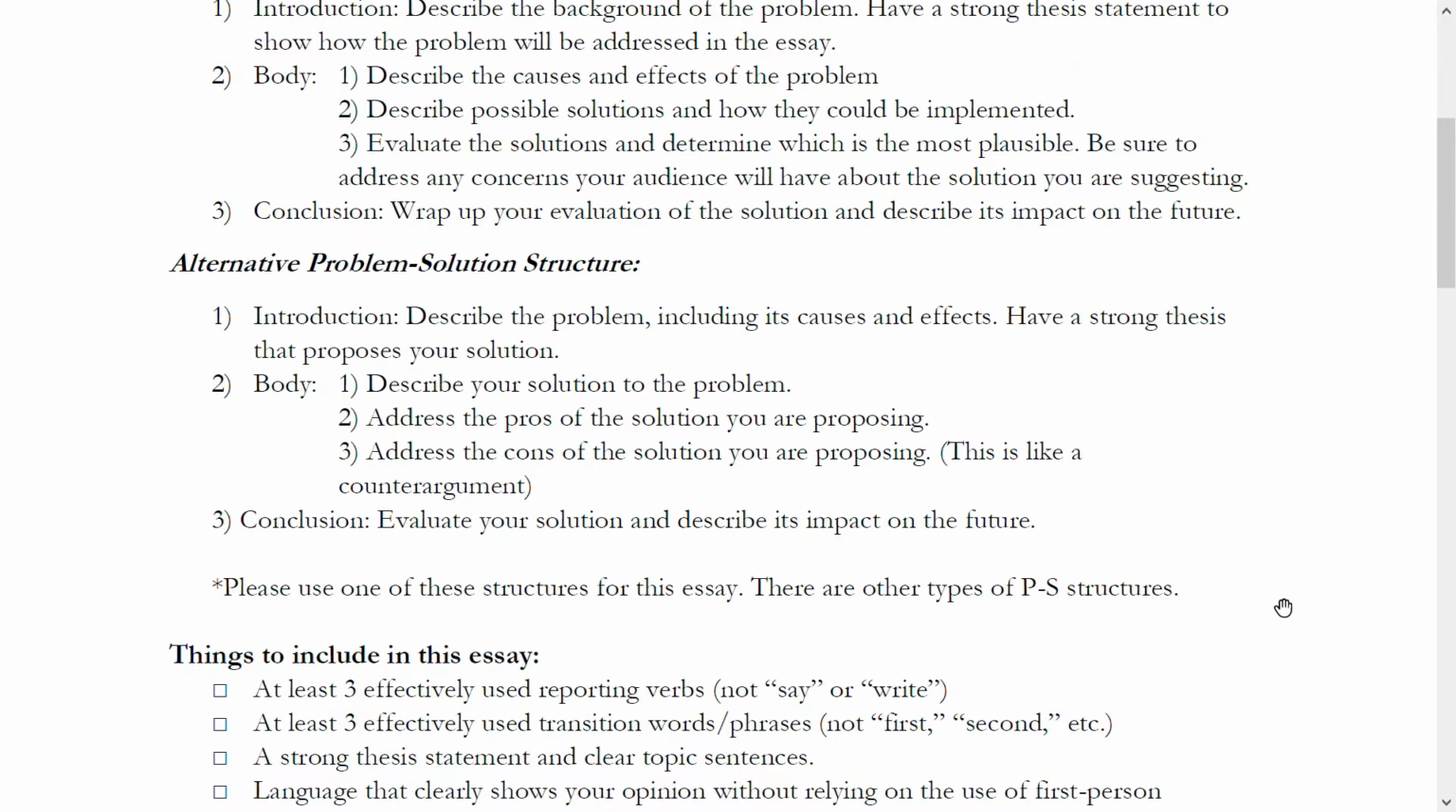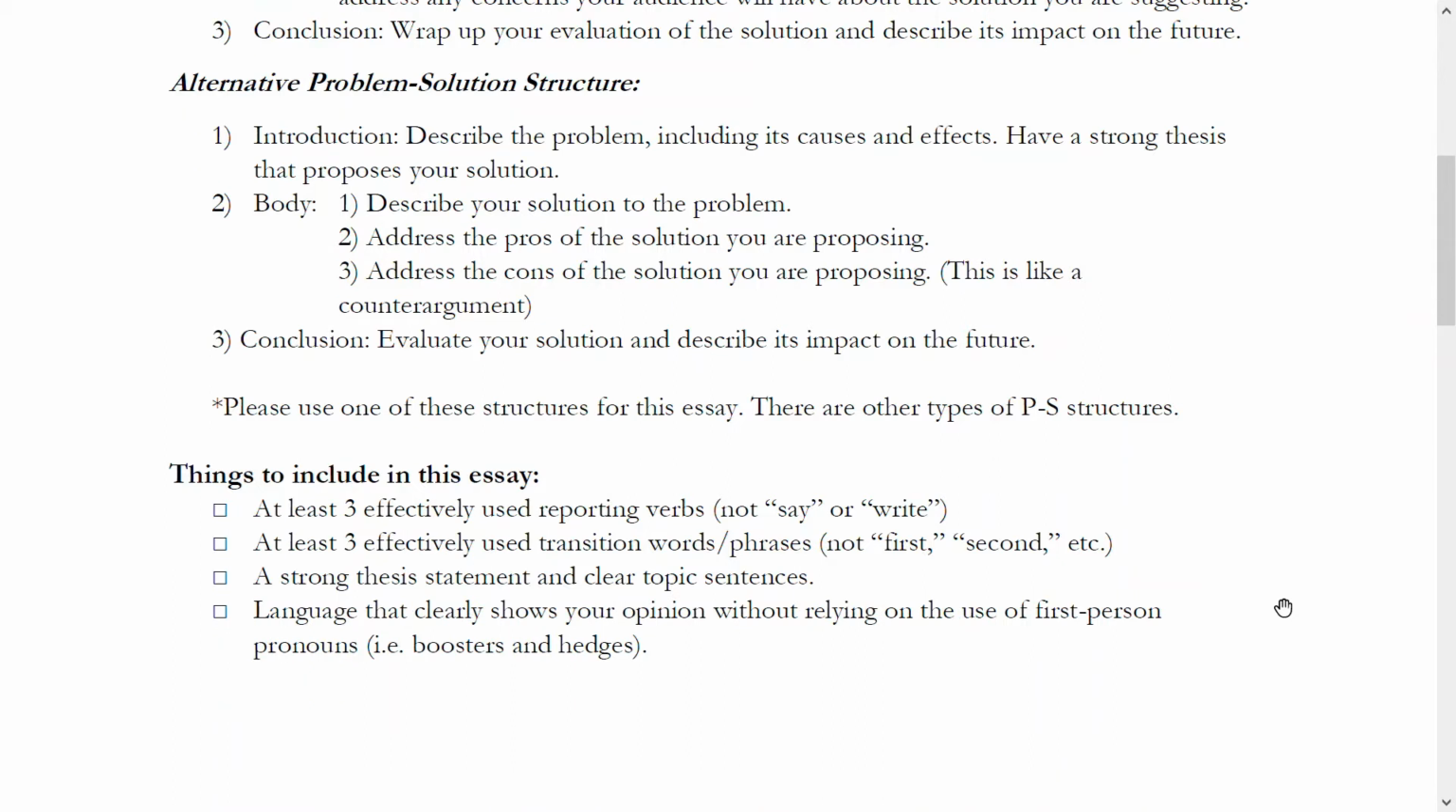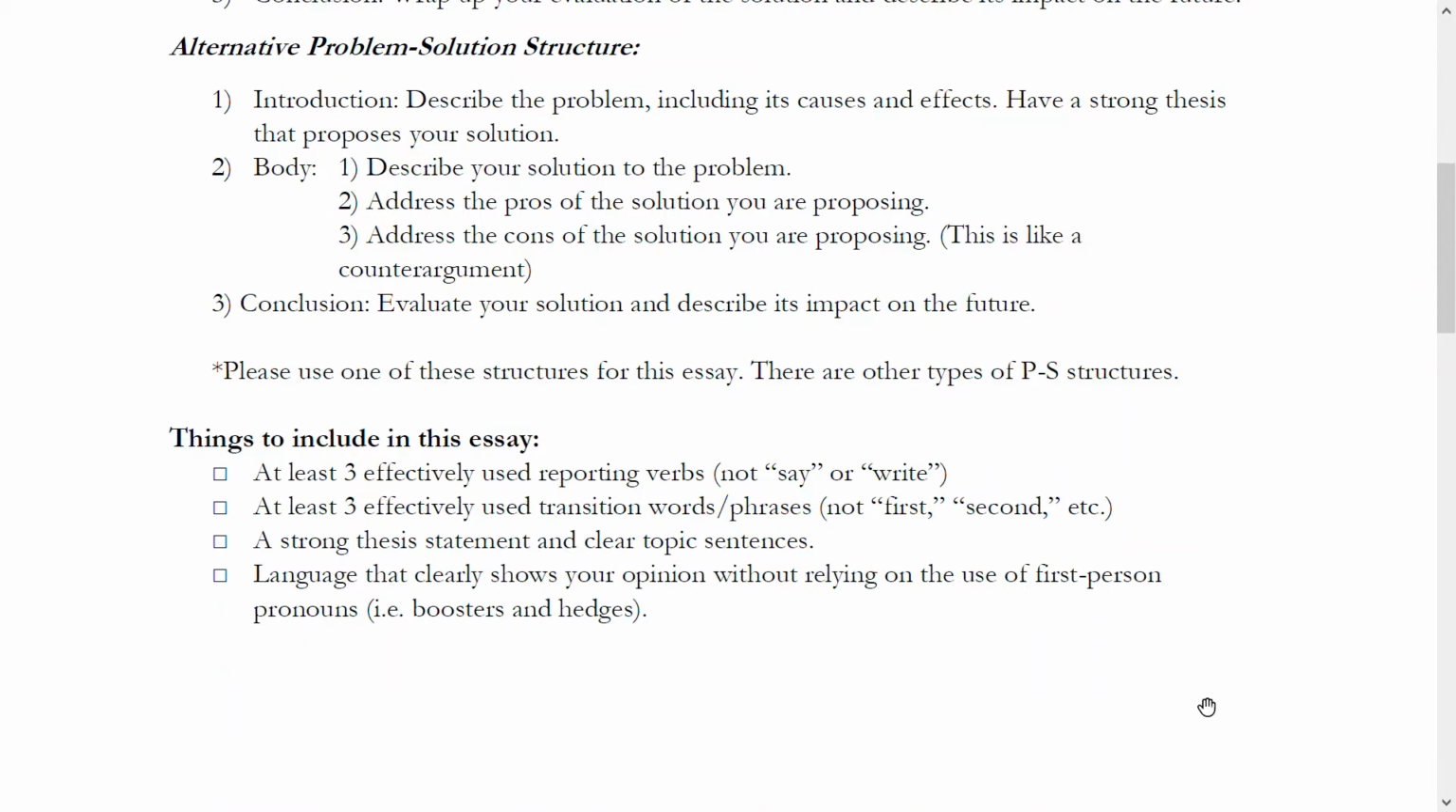For this essay, I do want you to have a couple of things. These shouldn't be new. I would like to see at least 3 effectively used reporting verbs, not say, not write. Use some good reporting verbs when you're using your sources. At least 3 effectively used transition words or phrases, not first, second, third. Show me what you're doing. In contrast, however, therefore, that kind of thing.